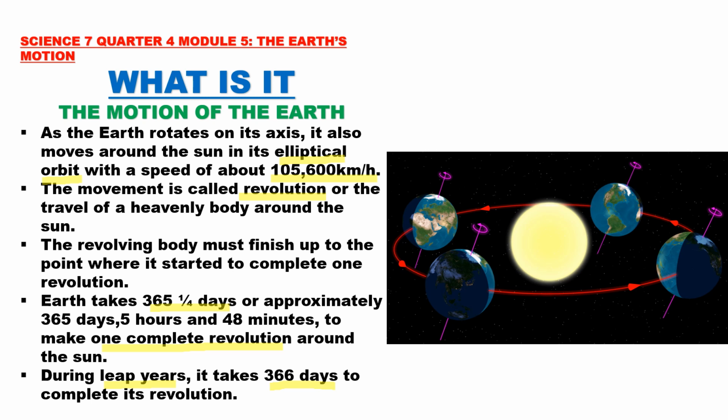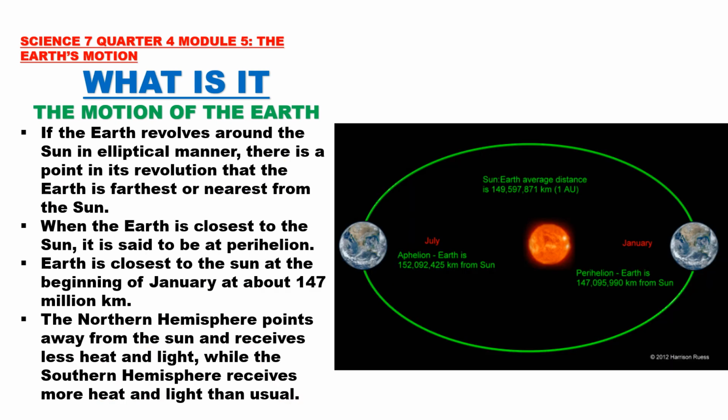For Earth to make one complete revolution around the Sun, it takes 365.24 days. This amount of time is the definition of 1 year. So one complete revolution is equal to 1 Earth year. If the Earth revolves around the Sun in an elliptical manner, there is a point in its revolution that the Earth is farthest or nearest from the Sun.